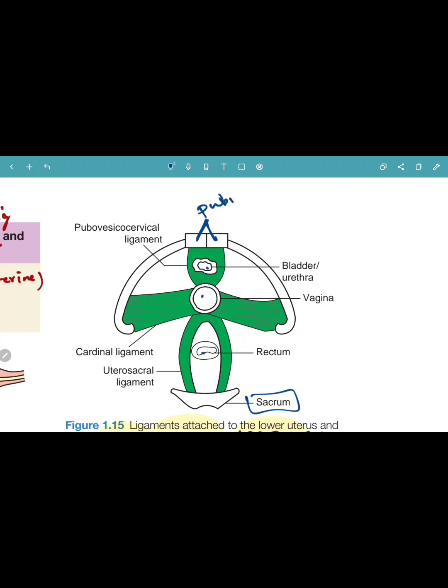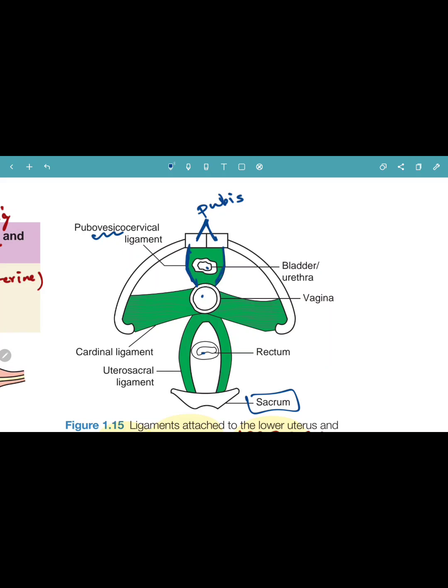So from the pubis, surrounding the vesico, which stands for urethra or bladder, going to the urethra or bladder and then to the cervix, is known as your pubovesicocervical ligament. So this is the pubovesicocervical ligament.